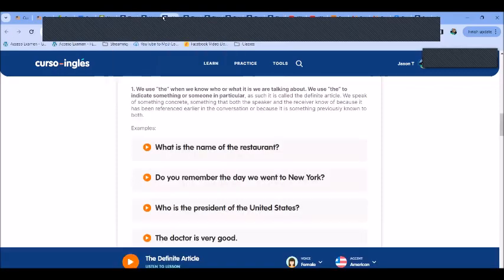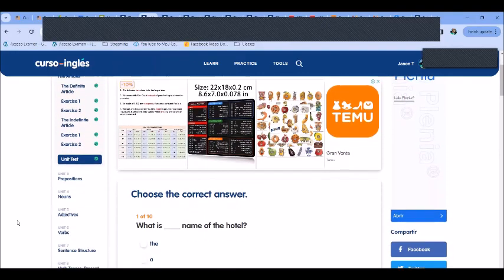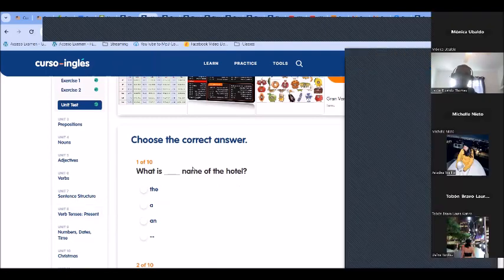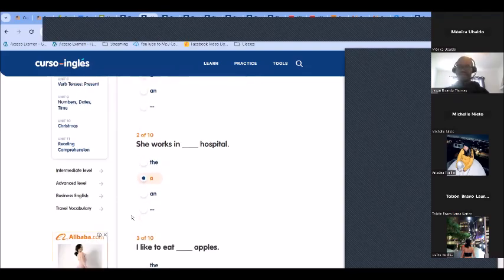Over here. All right. When should we use the a versus when we should use an? All right. Let's go with Laura. What is the name of the hotel? Good. Daphne? She works in a hospital. Good. Hospital. Gabriel?